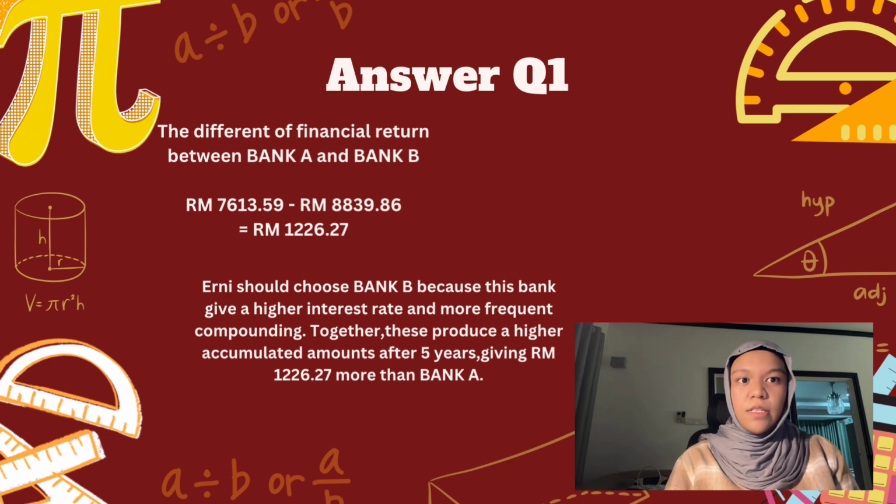1,226 and 27 cents. And the conclusion will be Ernie should choose Bank B because this bank gives a higher interest rate and more frequent compounding. Together, this produces a higher accumulated amount after 5 years, giving RM1,226 and 27 cents more than Bank A.